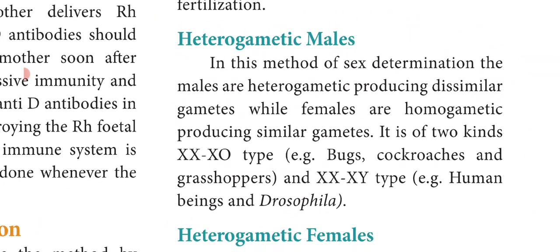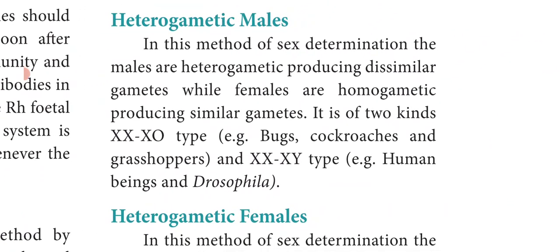First we will see about the heterogametic males. In this case the males are heterogametic, producing different types of or dissimilar gametes, while the females are homogametic, producing similar gametes. It is of two kinds, XX-XO type and XX-XY type. So the males produce two different types of gametes, while the females produce the same type of gametes.